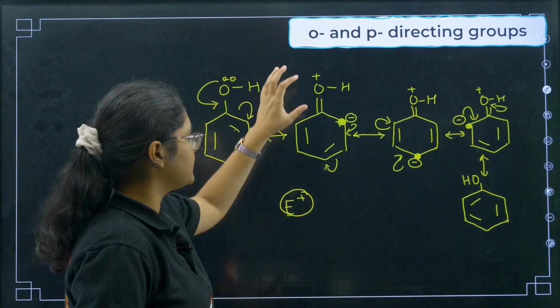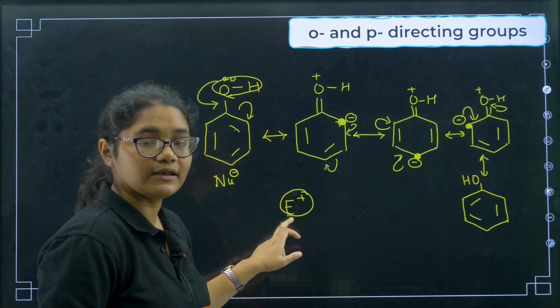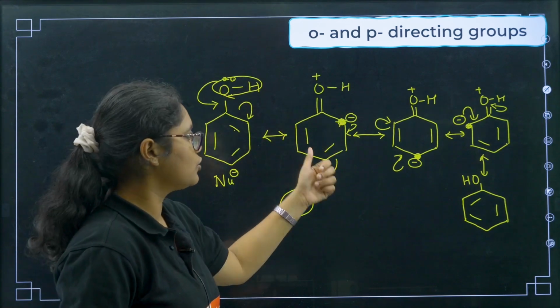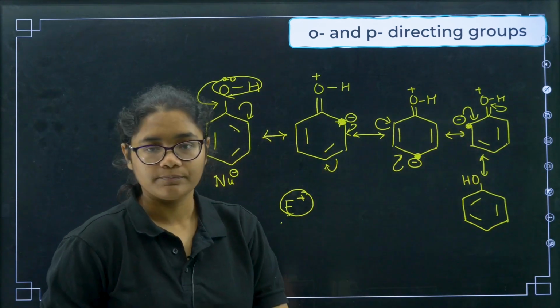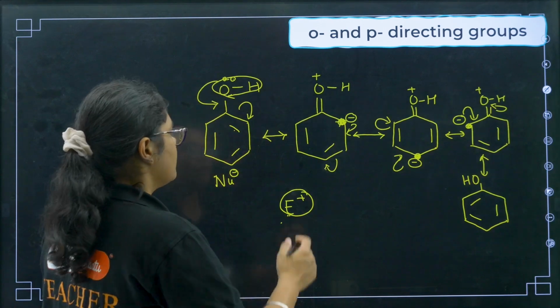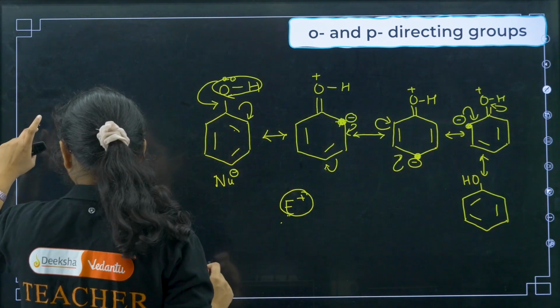Now we find that in case of phenol, if I take this group as OH, it will direct the incoming group to either ortho or para position because there the electron density is more. So that means I can say OH is ortho para directing. So now how to understand this one?